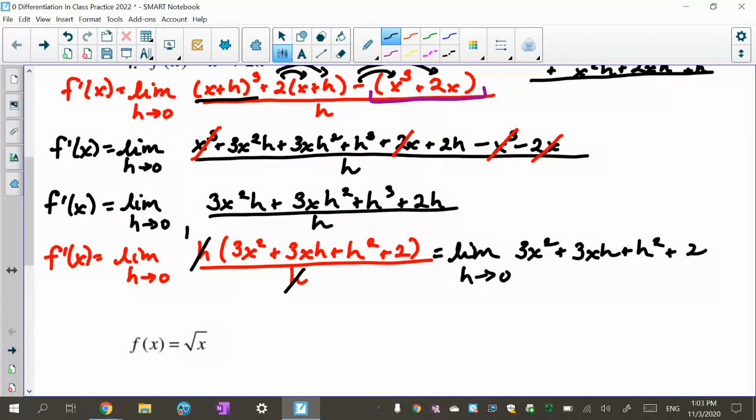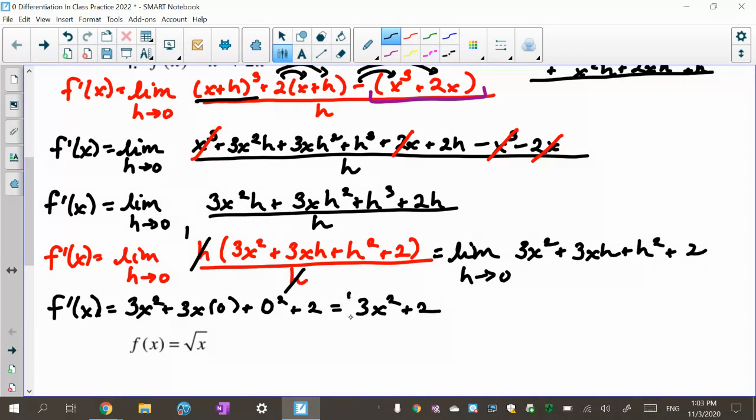Now, I think I can plug 0 in. Once I plug 0 in, you do not need to write limit anymore. So I got f prime of x equals 3x squared plus 3x times 0 plus 0 squared plus 2, which equals 3x squared plus 2. And the beauty of this is now I can find the derivative at any point just by plugging it into this formula. If you want to find f prime of 0, I could plug that in, f prime of 2. So you can do it for a number of x values.